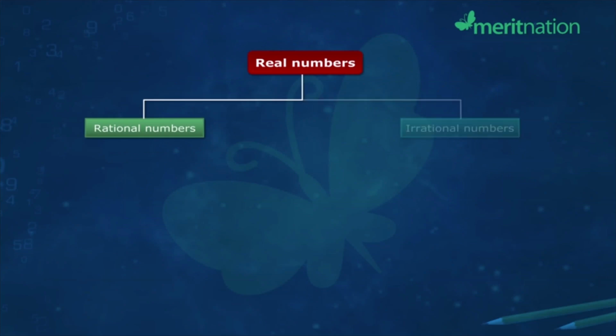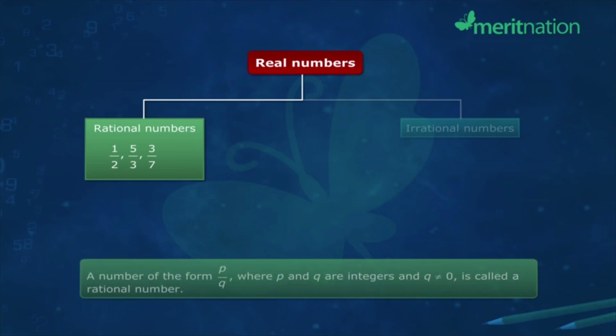So, shall we look at rational numbers first? 1 by 2, 5 by 3, 3 by 7. These are all rational numbers. Now, we can generalize and say the numbers of the form p by q, where p and q are integers and q is not equal to 0, are called rational numbers. Fine. What about 2? Well, even 2 is a rational number because we can write it in p by q form, that is 2 by 1.